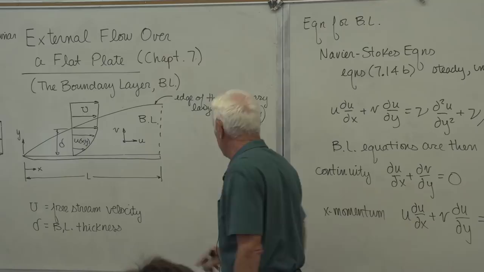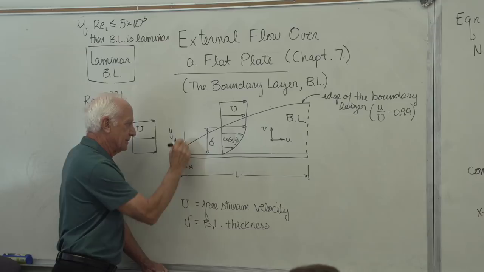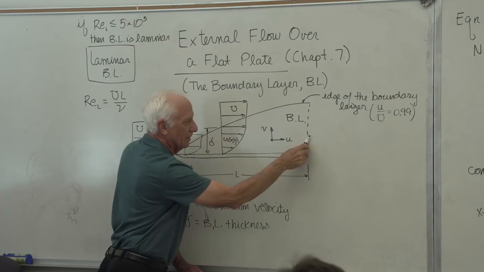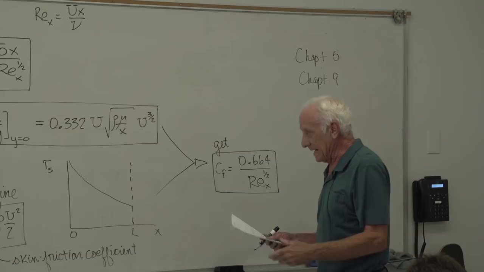Why is that? It's the slope of the U versus Y graph. The slope here is very, very steep. Very steep slope. The slope gets smaller, smaller, smaller. So it depends on the slope of du dy at y equals 0. Okay, the friction coefficient. Got it.